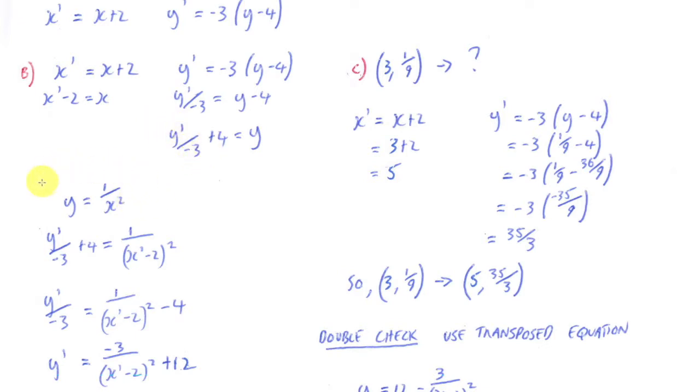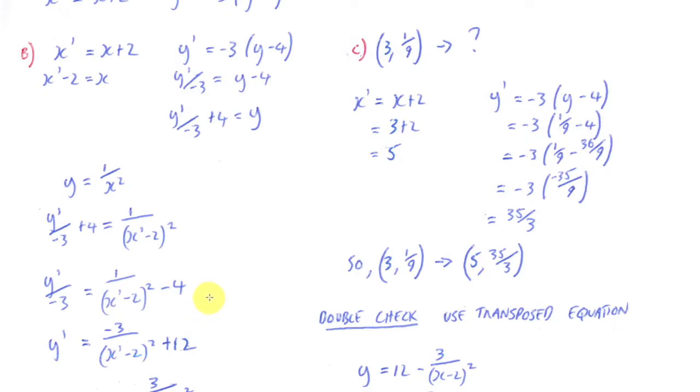The original rule was y equaling 1 on x squared. Now, I don't want to write it in terms of y and x. I want to write it in terms of x prime and y prime. Y is equal to y prime minus 3 plus 4, so I write all of that down instead. And x is equal to x prime minus 2, so I write that down.